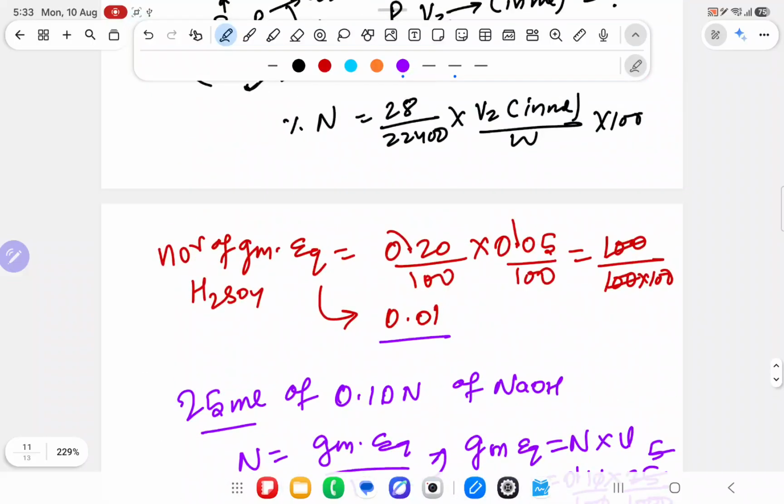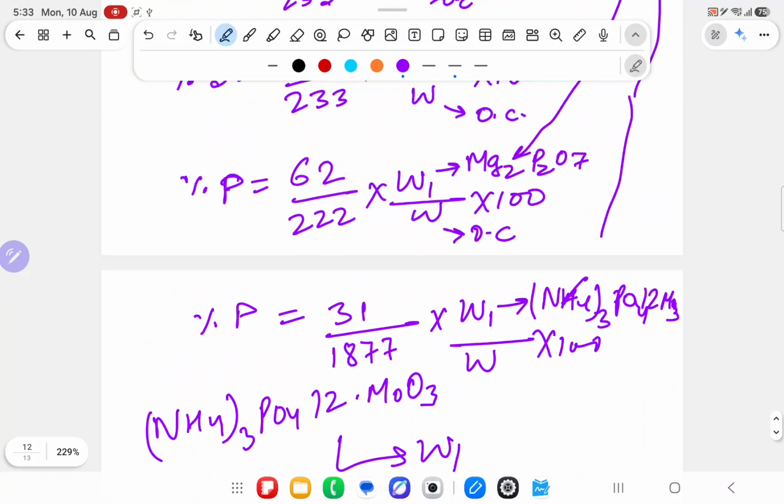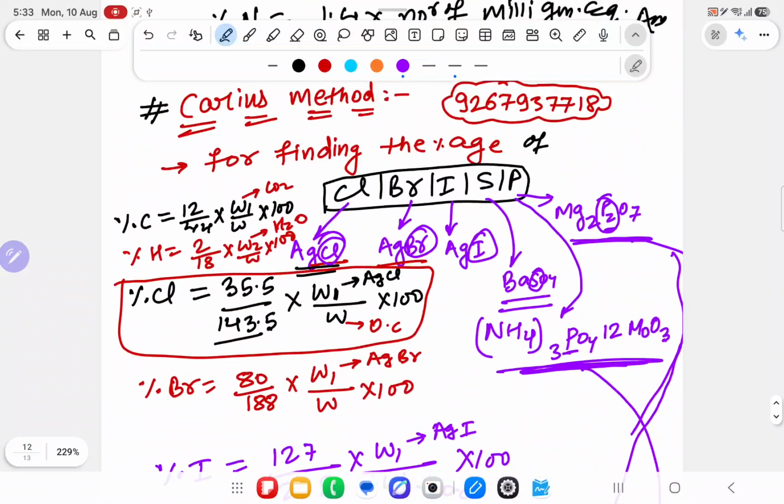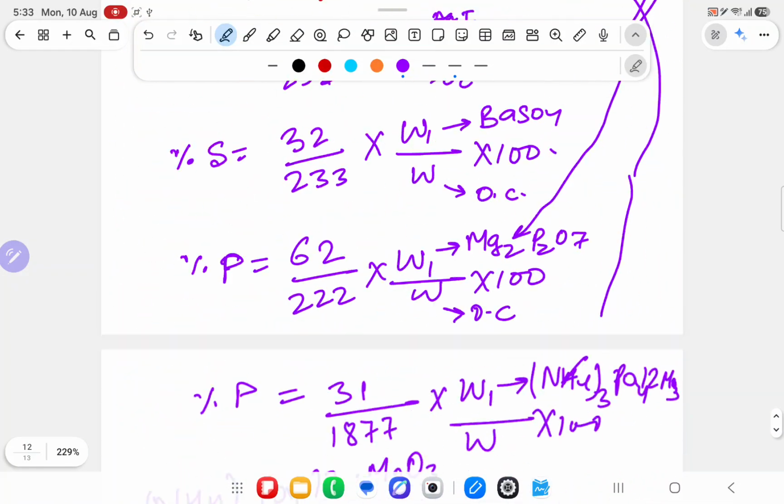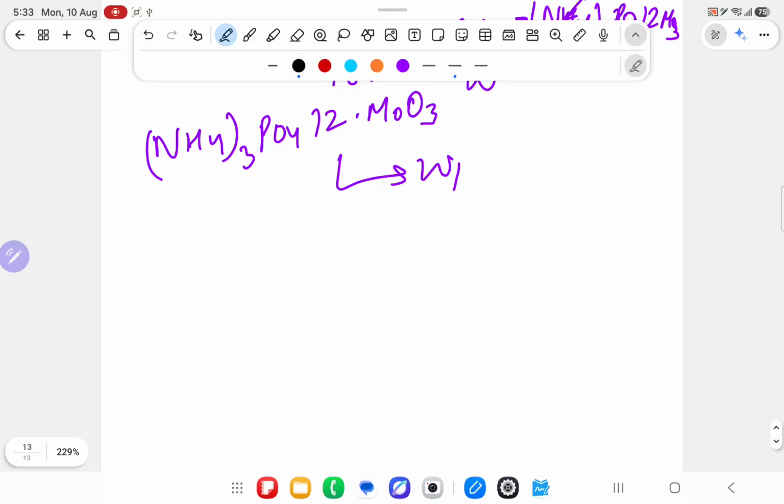And this is all about the Dumas method, Kjeldahl method, as well as Carius method and Liebig method. So first, for last-time revision, what will you write? Sir, don't do revision, it is a waste of time, okay, leave it. So the Liebig method, I am just saying orally, is used for the estimation of carbon and hydrogen. Percentage of carbon is 12 by 44 into W1 by W into 100. Percentage of hydrogen is 2 by 18 into W2 by W into 100. W1 is the CO2 weight given in the question, W2 is the water weight given in the question.